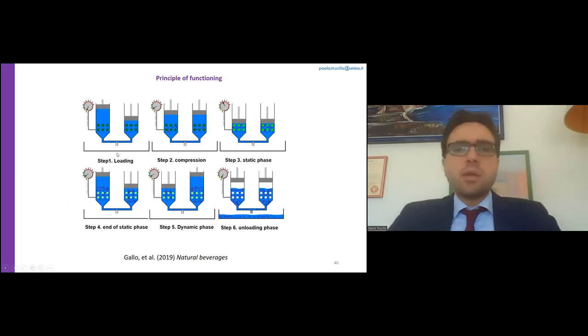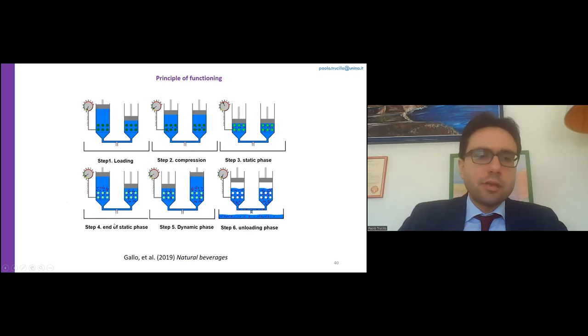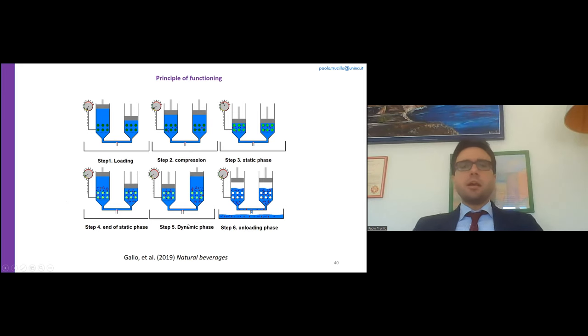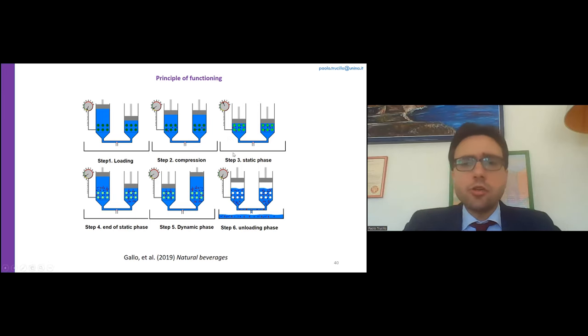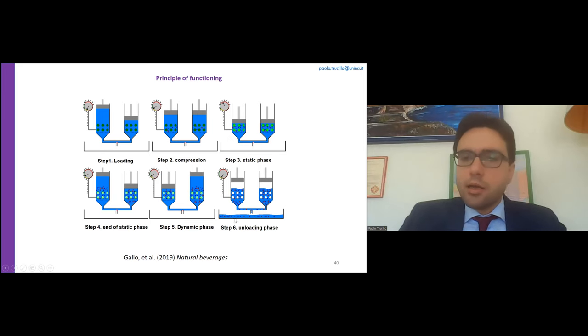The functioning is schematized in this manner. We have the loading step, imagine these two syringes that with the compression step force the liquid to go inside the natural matter. A static phase obliges the natural matter to release its content of essential oils. And then the dynamic phase recalls in a certain manner this liquid. By alternation of this cyclic static and dynamic phase, we can reach equilibrium conditions, and then we can unload our liquid containing the concentrated essential oils.